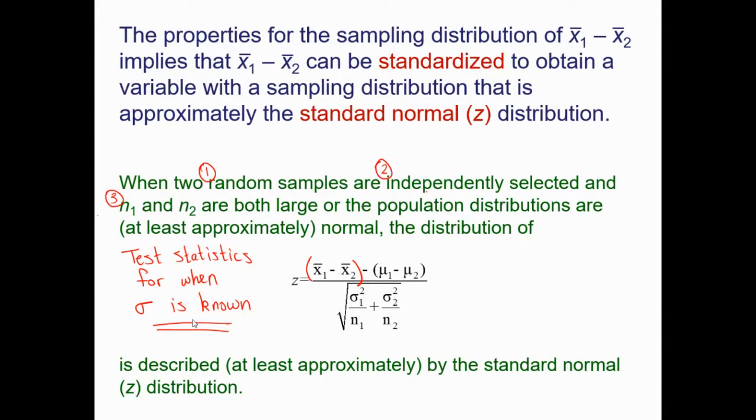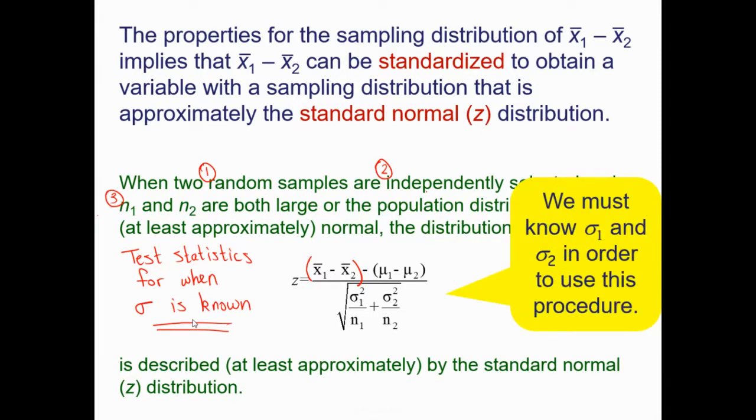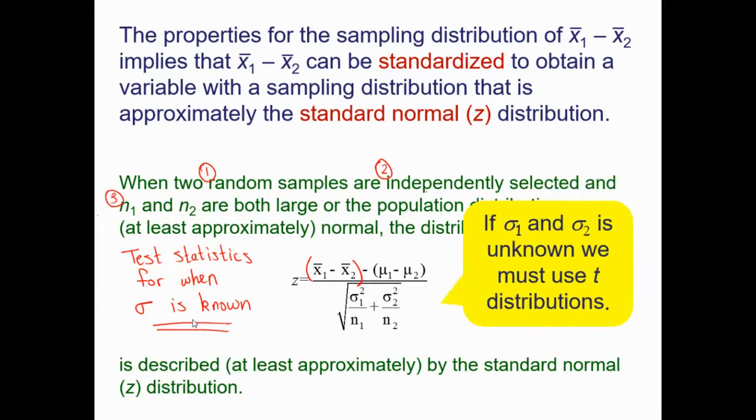Okay. We're good on writing it down. Okay. So again, we must know sigma in order to use this procedure. For dual credit on 8.1, they tell you sigma. If sigma is unknown, we use the t-distribution. I could have given y'all that assignment today, but I want to do one at a time. So I'll give y'all that assignment tomorrow.